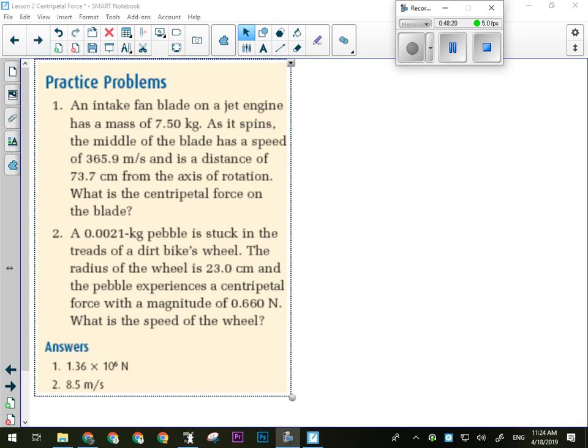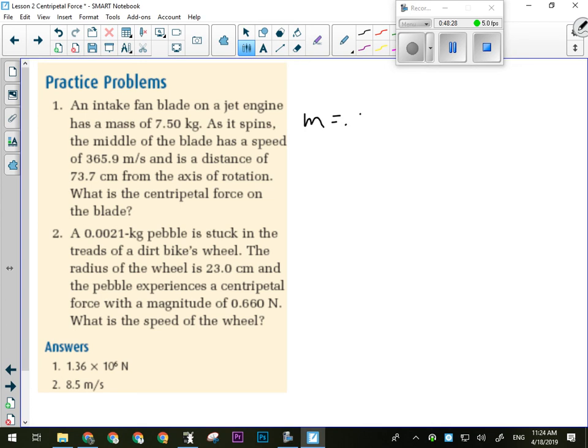All right, so for question number 2, we got this small pebble stuck in the treads of a dirt bike's wheel. The radius of the wheel is 23 centimeters. So we got mass, 0.0021 kilograms, and we have the radius, 0.23 meters. And the key is that we have to have that in meters. And the centripetal force is 0.66 newtons. So we're looking for the speed of the wheel.